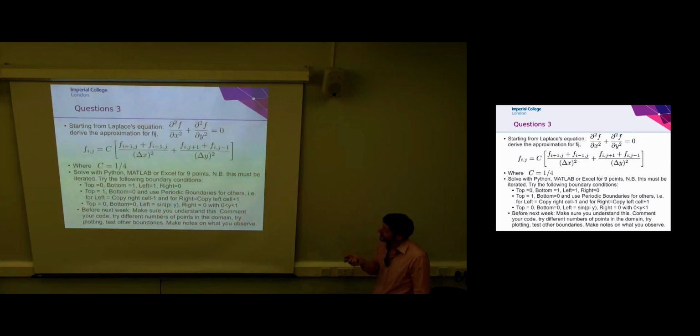The final part of the question is to take Laplace's equation. First part is to derive this, so just substitute in and manipulate mathematically to get that form of the equation. Then, using Python, MATLAB or Excel for 9 points in this particular case, using iteration, which you have to turn on in Excel or explicitly do in Python, go through and try to solve this for a range of different boundary conditions. Before next week I'll upload the solution, but I'll give you a few days to play around with this yourself and try to solve it.